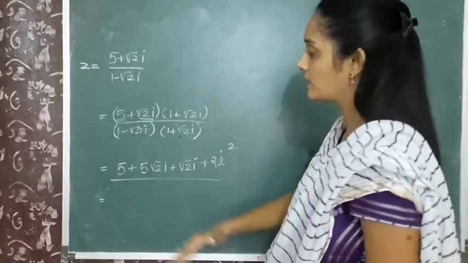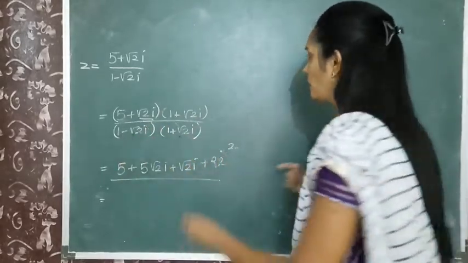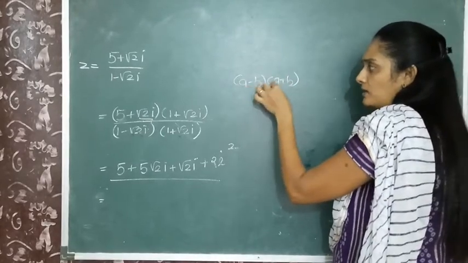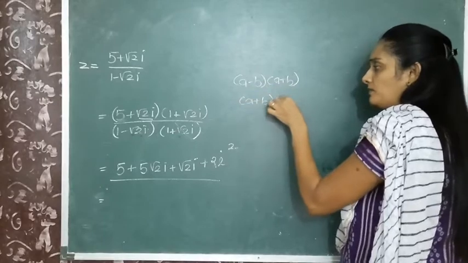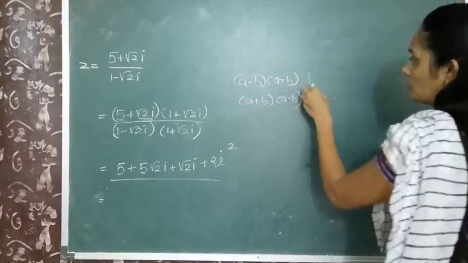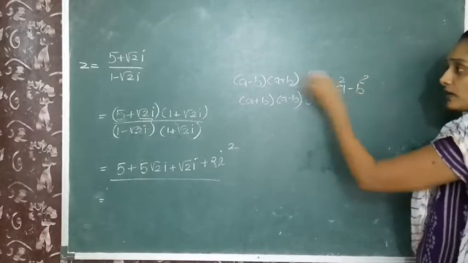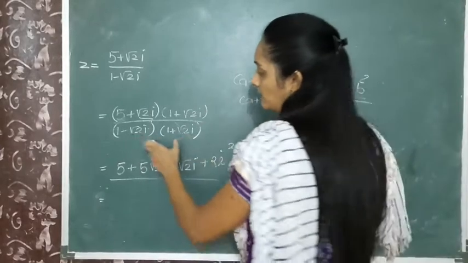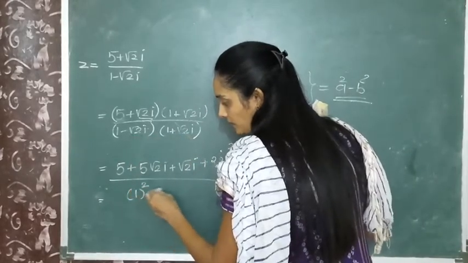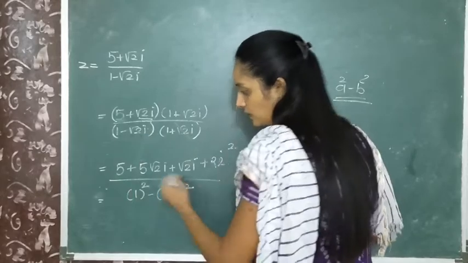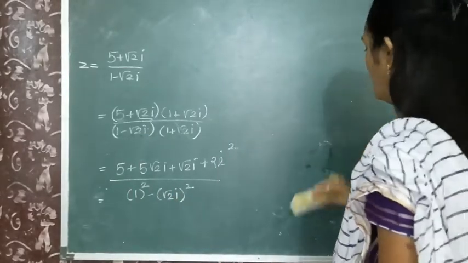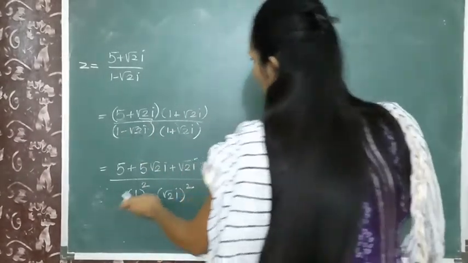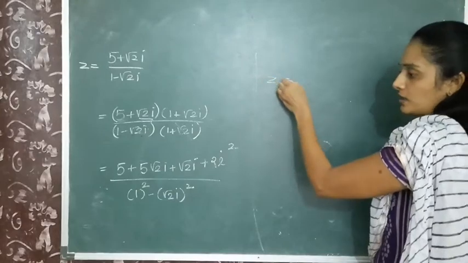But in every sum, in the denominator we always have terms like these: a minus b, a plus b, otherwise a plus b, a minus b. As you know, these are the factors of a square minus b square. So we always expand it by this formula. So here, 1 square minus root 2i whole square. You can also split it like this; it does not change the answer.